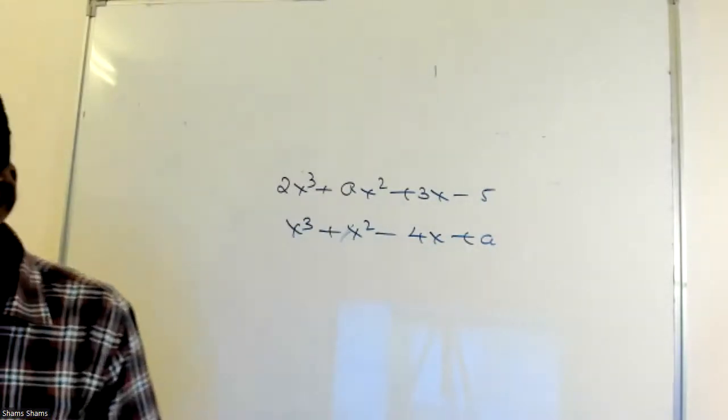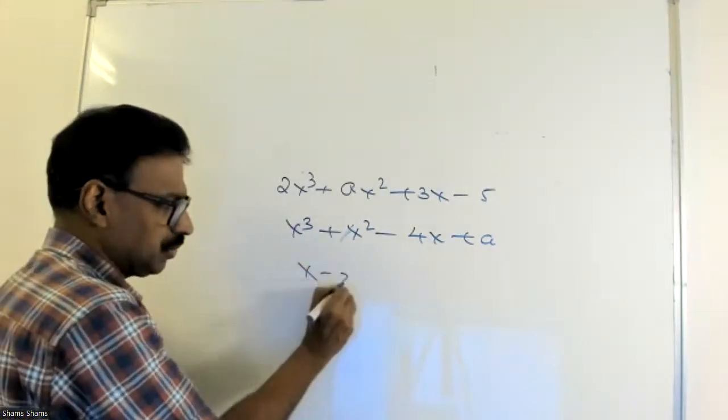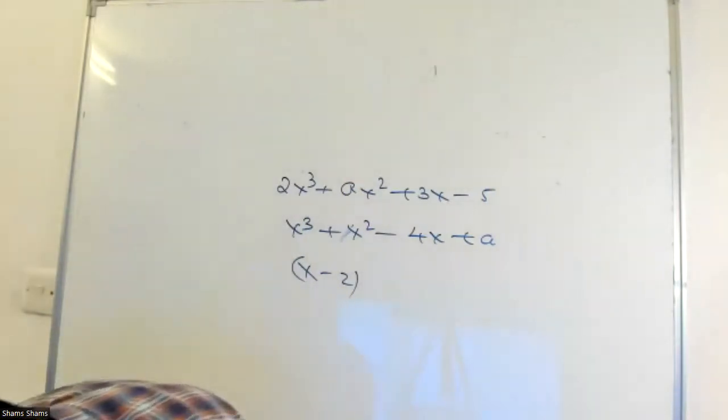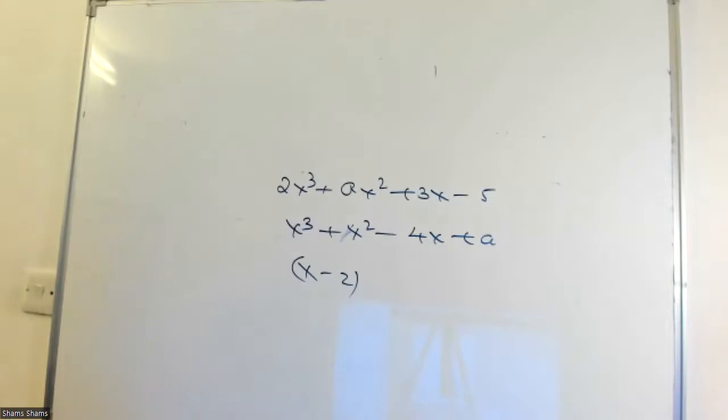leave the same remainder when divided by x minus 2. Once again, if the polynomial 2x cube plus ax square plus 3x minus 5 and x cube plus x square minus 4x plus a leave the same remainder when divided by x minus 2, find the value of a. Okay. Can you try this question? Yes, sir. It's a star question. Put a star mark.